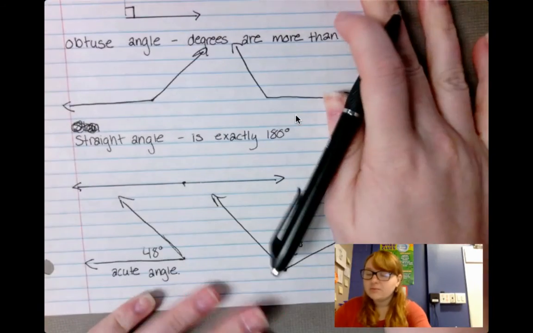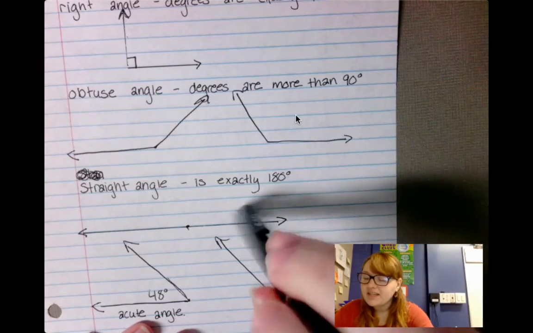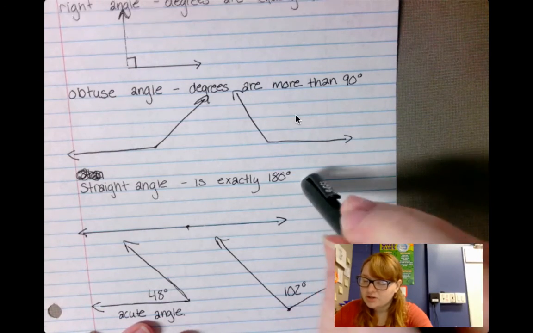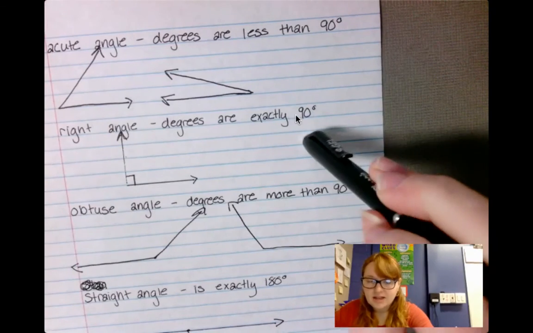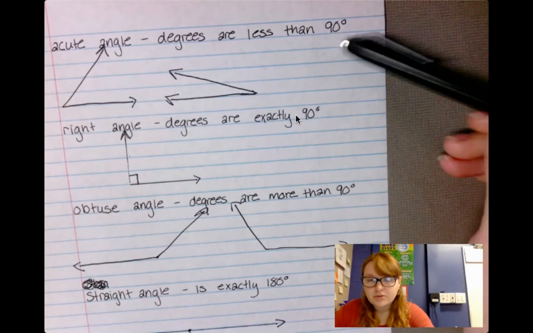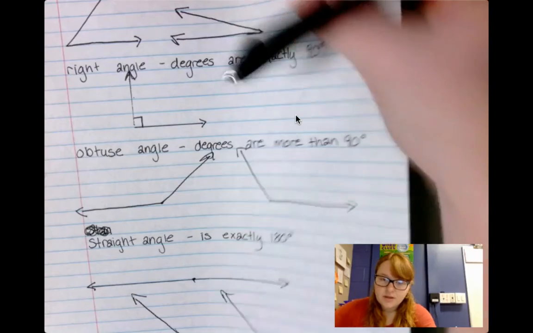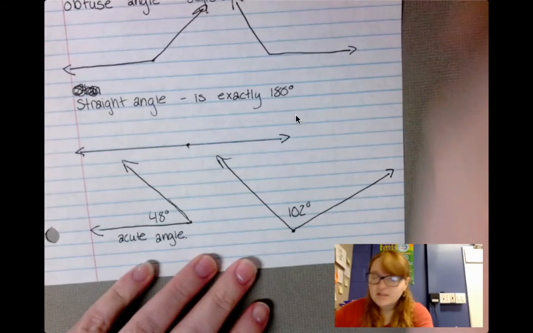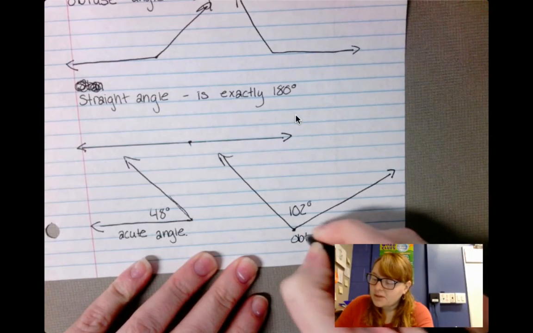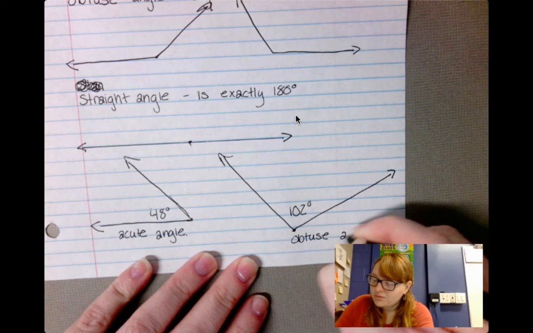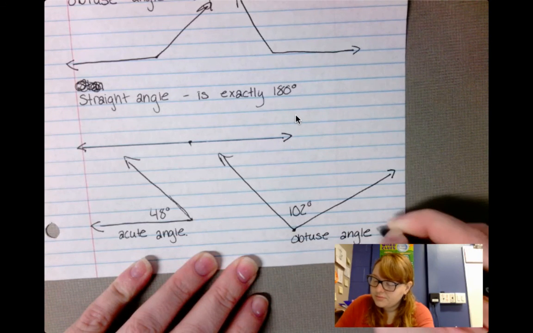So let's look at our terms to classify it. It is not exactly 180, so it's not a straight angle. It is not exactly 90, and 102 is greater than 90, so that makes this an obtuse angle. So we're going to classify it and just say that this is an obtuse angle. Okay.